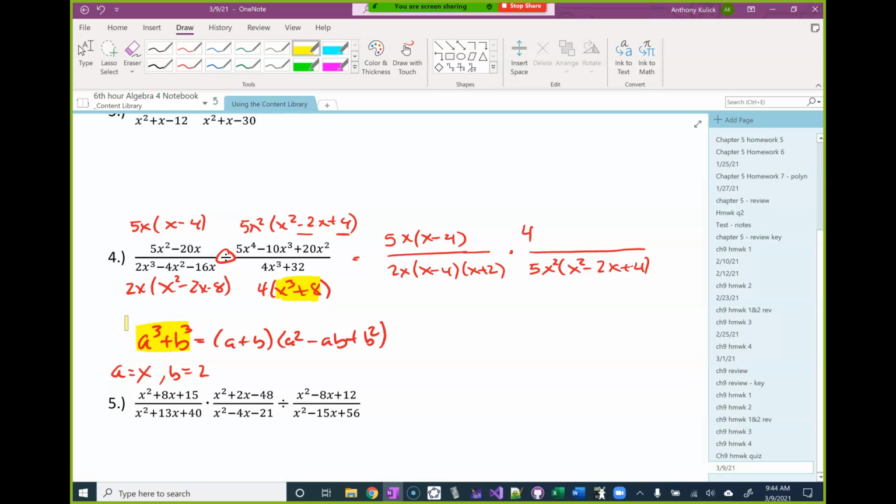Right? So if x cubed is a cubed, a is x. If b cubed is 8, b is 2. Goodness gracious. So now I can just fill these in. So a plus b is going to be x plus 2. A squared is x squared. Minus ab is minus 2x, and b squared is 4.